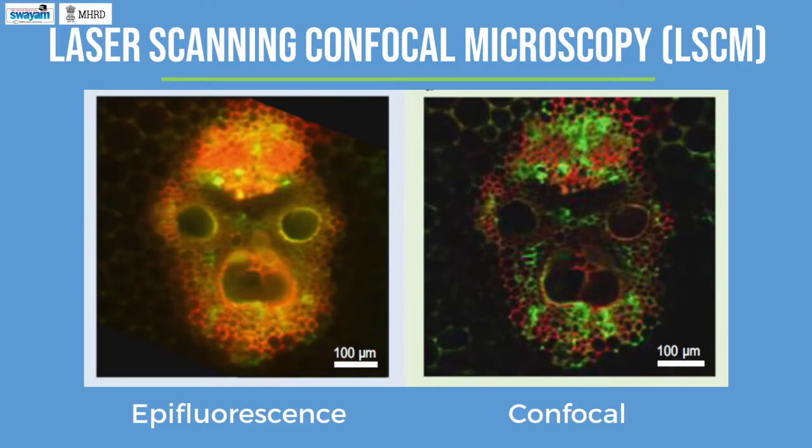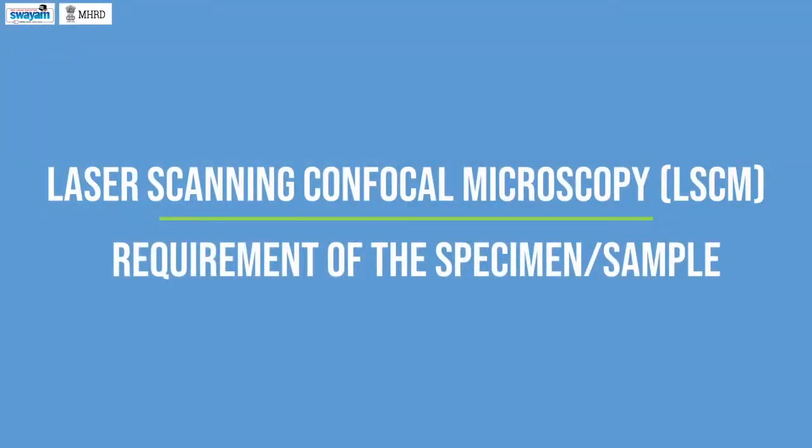this picture. As you can see from the two images, the image generated by an epifluorescence microscope comes from several planes, whereas the image generated by a confocal fluorescence microscope mainly comes from only one plane. Therefore, the quality is enhanced several fold, and the confocal fluorescence image is generally higher in contrast than the conventional epifluorescence image. The requirement of the sample or specimen.